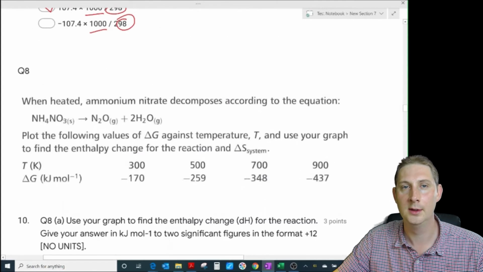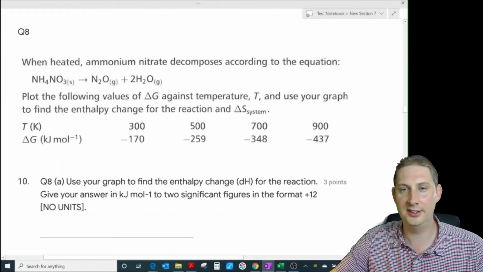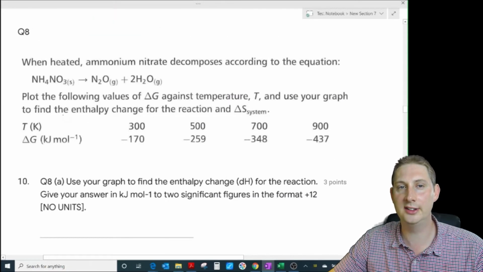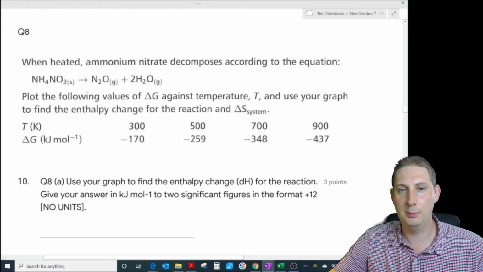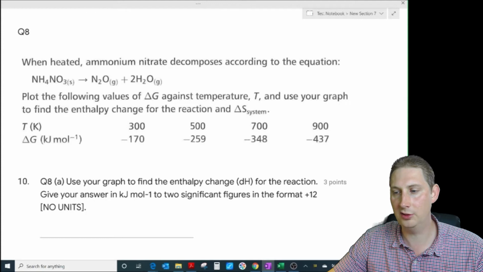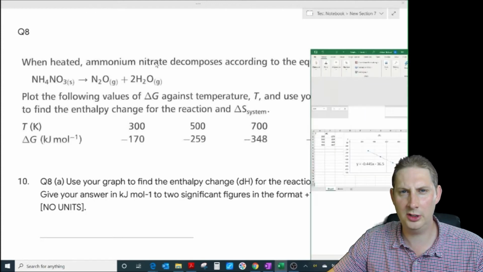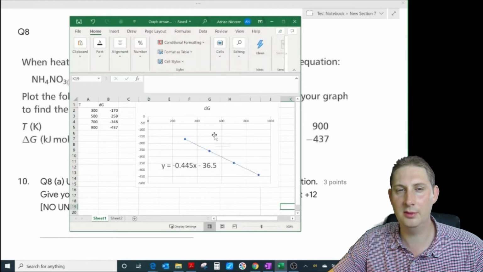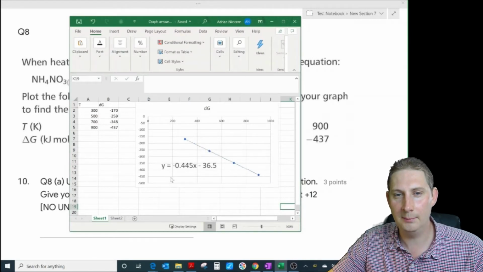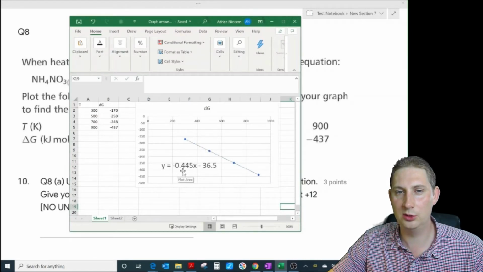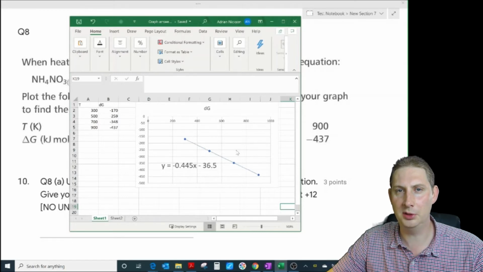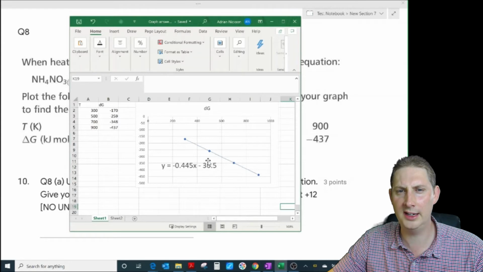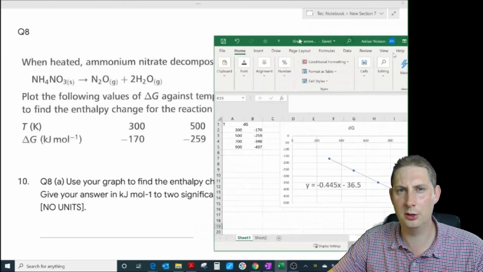Okay. Everybody but one person could be bothered to plot a graph, and that was really good to see. So plotting these against temperature, find the enthalpy change and find the entropy change. So here's my graph for the first one, again done in the space of about 2 minutes. We can see y equals minus 0.445x minus 36.5. Right, 36.5, that's clearly the enthalpy change.